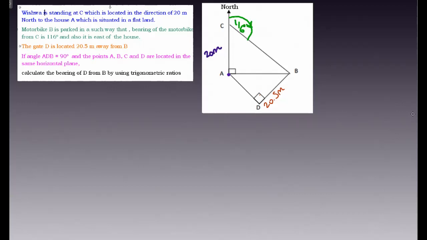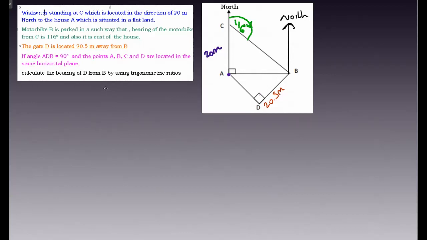from B. When you see the phrase calculate the bearing of D from B, that means there should be a north drawn at B. Is it already drawn? No, right? So you have to draw it. So let's draw the north of B. Starting from B, we drew the north direction. All right, that's the first thing we have to do.